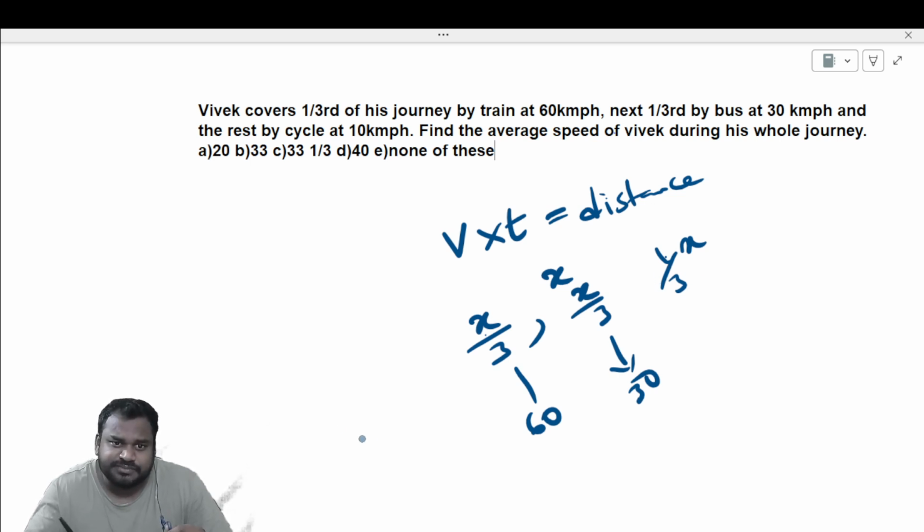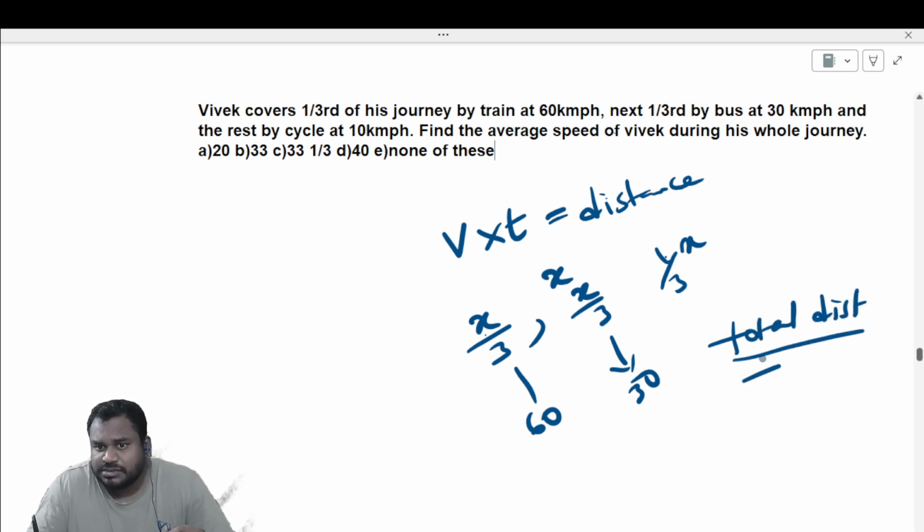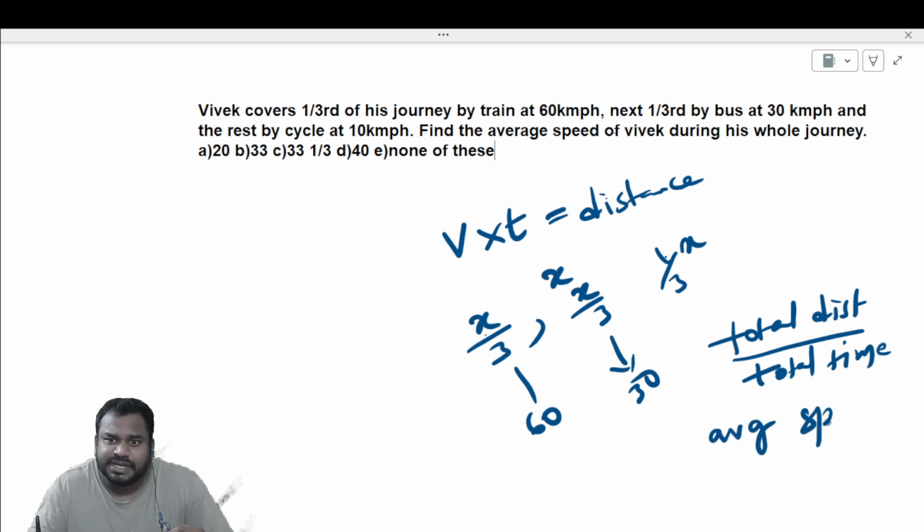See, the average speed formula is total distance divided by total time. This problem can be solved in two ways. There is one shortcut, and the regular procedure is also there.